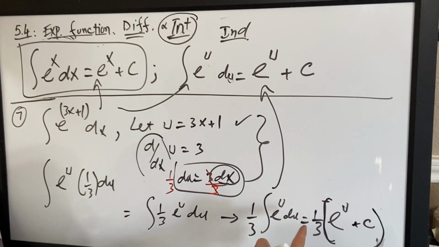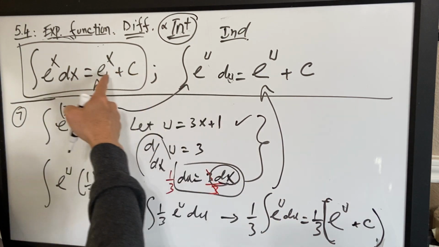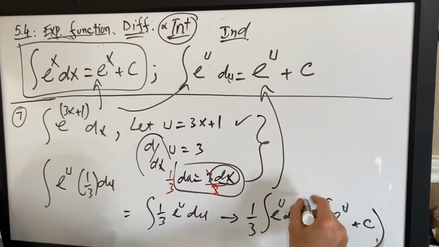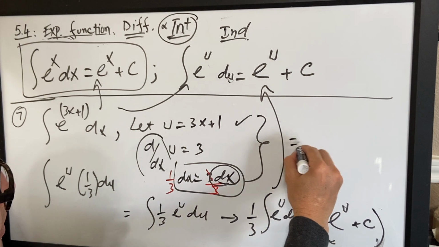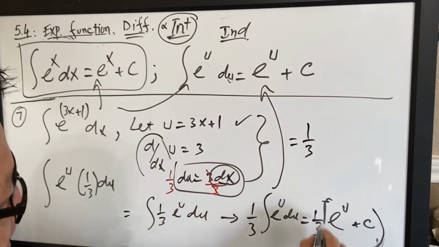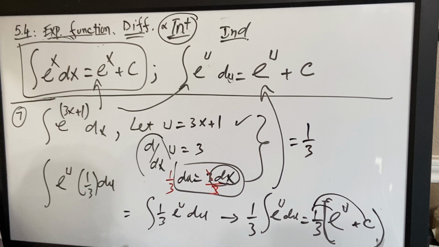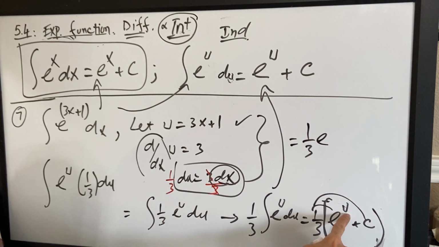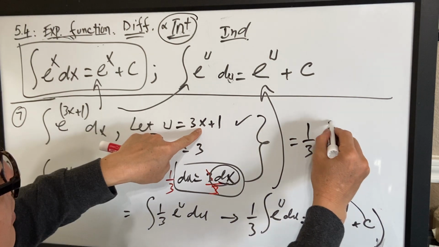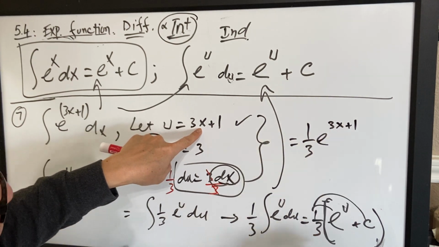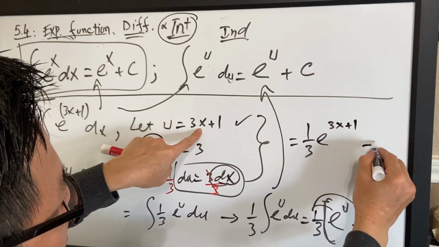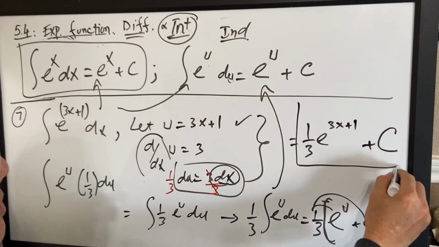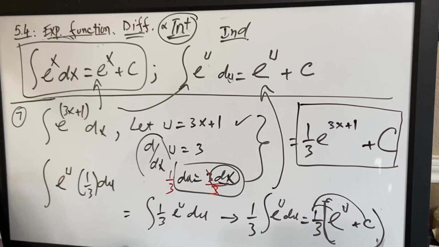All right, but the problem asks us to integrate in x, so I plug x back in. Technically, the answer right now is 1/3. Look, I distributed this in. You see that? E to that gives me e to the u. But u is what? 3x plus 1. And then 1/3 times c. Do I know c? No. So I got another c right there. Ladies and gentlemen, that is your solution right there.